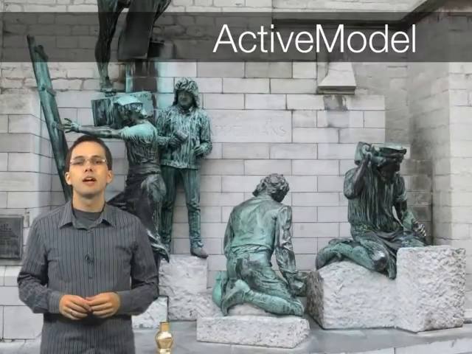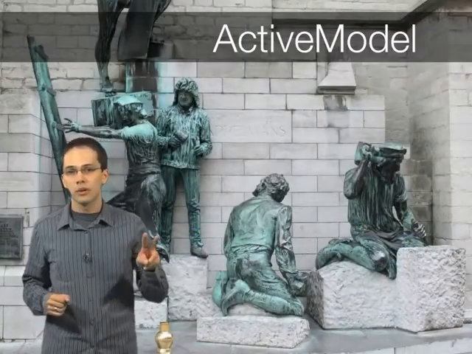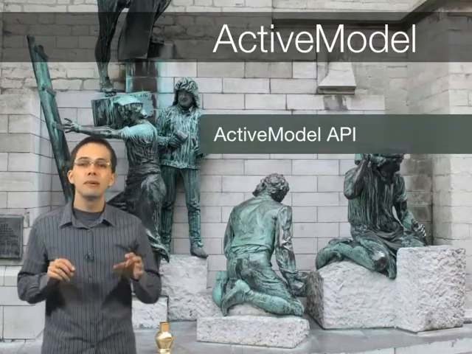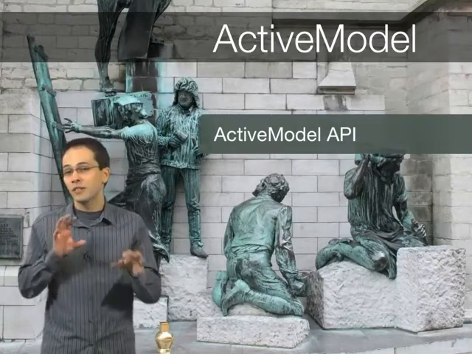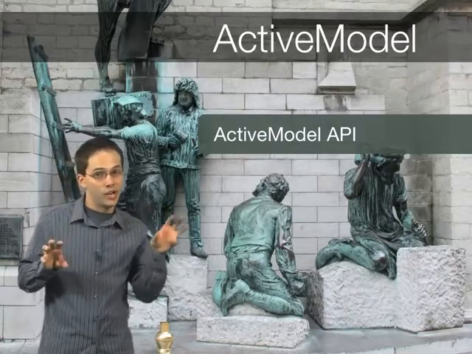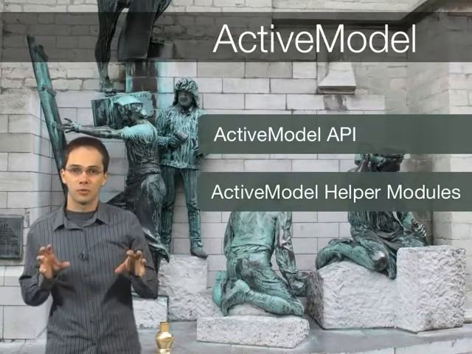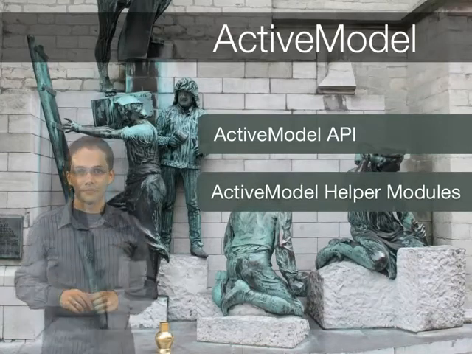Next up, we're going to be talking about active model, which has two core components. First is the active model API, which we won't be talking about, but basically it simplifies the interface for alternative data stores to be able to plug into Rails. The second core component is the active model helper modules, which we'll get into in just a minute.